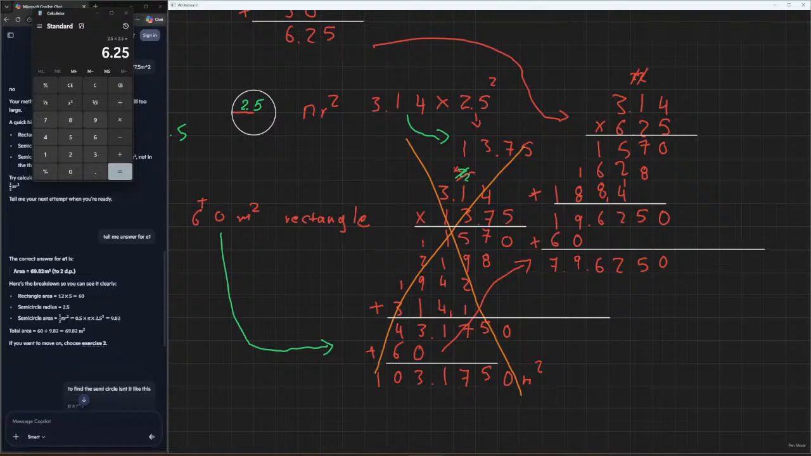Bro, what? Half of the PR2. I'm starting to pull my hair. We got a 60 right. Semicircle radius 2.5. And not pi r square.